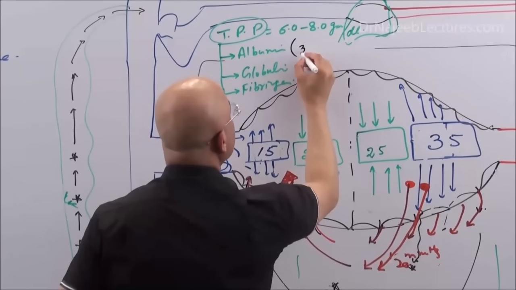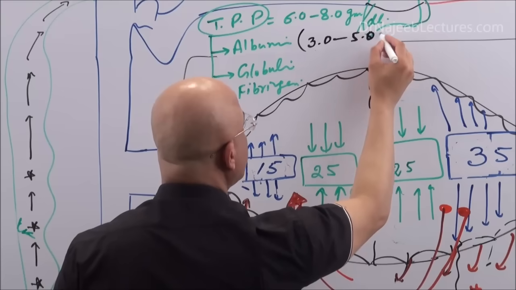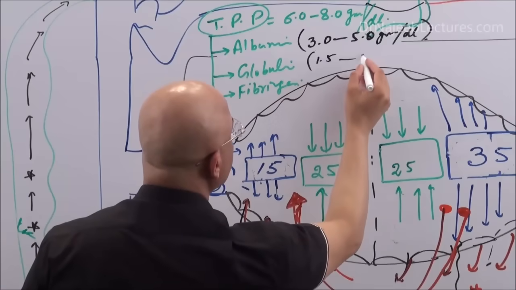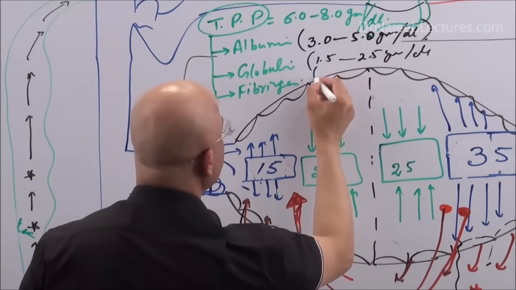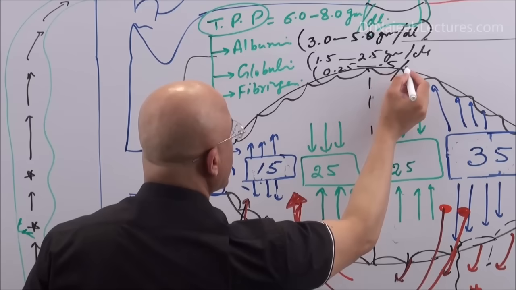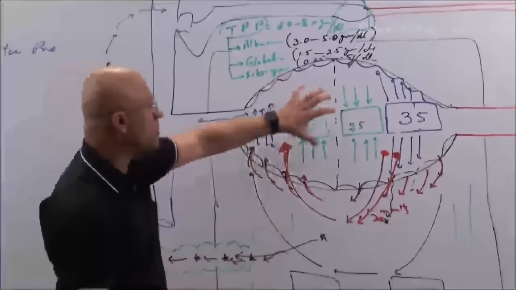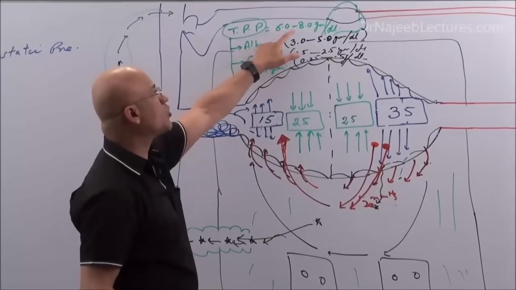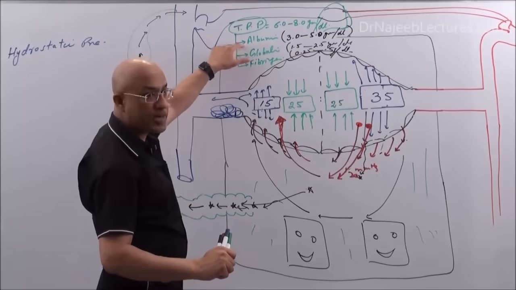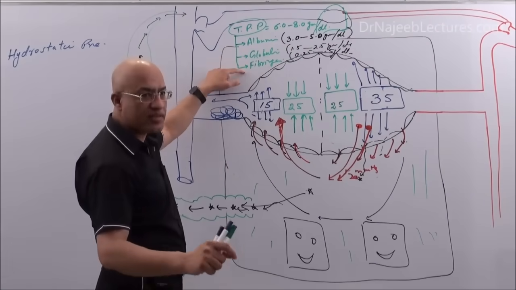Albumin normal levels are how much? Albumin is 3.3 to 5.5 or maximum 5 grams per dl or per 100 ml. Globulins are 1.5 to 2.5 grams per dl. Fibrinogen is 0.25 to 0.5 grams per dl. But right now what I want to tell you is that the total proteins present here are usually 6 to 8 grams per 100 ml of the plasma. It's clear? Out of this, most abundant protein is albumin. Less than albumin there is globulin, and less than globulin there is fibrinogen.